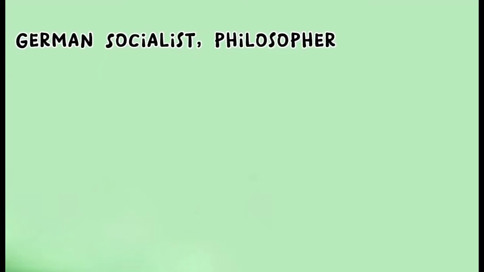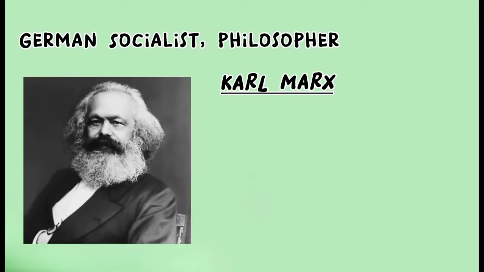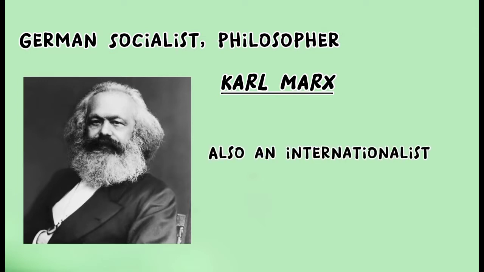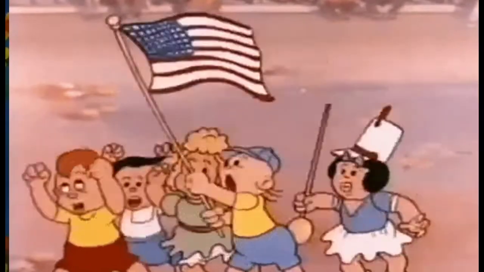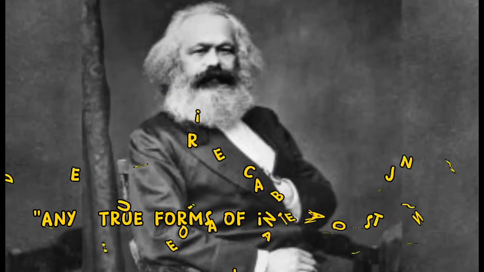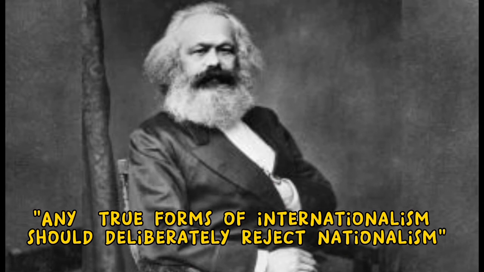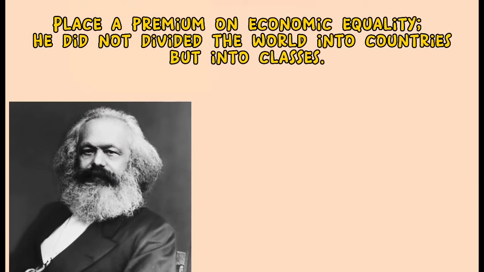One of Mazzini's biggest critics was German socialist philosopher Karl Marx, who was also an internationalist but who differed from the former because he did not believe in nationalism. He believed that any true form of internationalism should deliberately reject nationalism, which brought people's attention to domestic concerns instead of global ones. Instead, Marx placed a premium on economic equality.